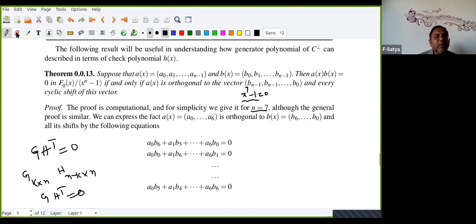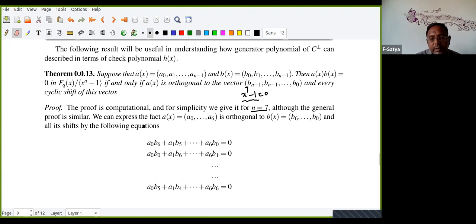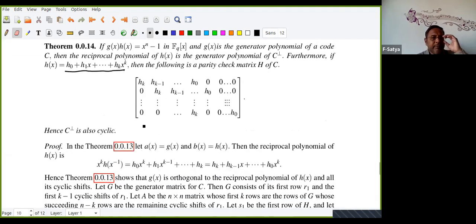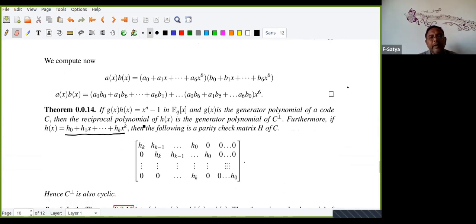So this is not related to coding theory. How do two polynomials multiplied here become 0? What is the meaning of 0? If they are 0, then this vector is orthogonal to this vector as well as its cyclic shifts. That is this theorem. Okay, good. So those are the things I'm taking. In H now I take these as the rows, right? So that is what this theorem says, right? So from that now it is clear.